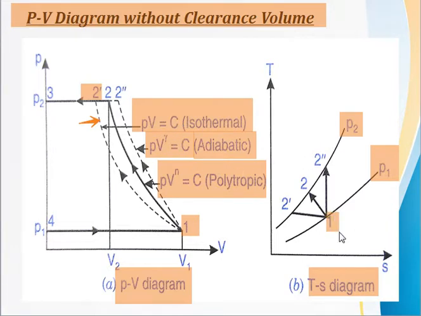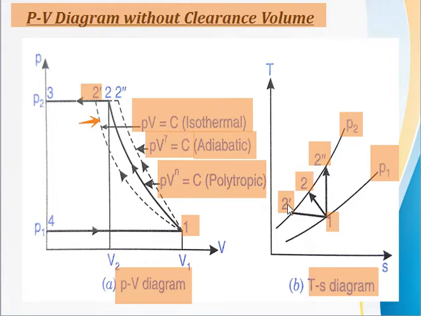Two pressure lines are going, and the processes adiabatic, polytropic and isothermal are represented accordingly. So 1 to 2 dash is the adiabatic process, 1 to 2 is the polytropic process, and 1 to 2 dash is the isothermal process. Now here you can clearly see in isothermal process 1 to 2 dash the temperature almost remains constant, and that is the reason why it is called the isothermal process, and that is the preferred process.